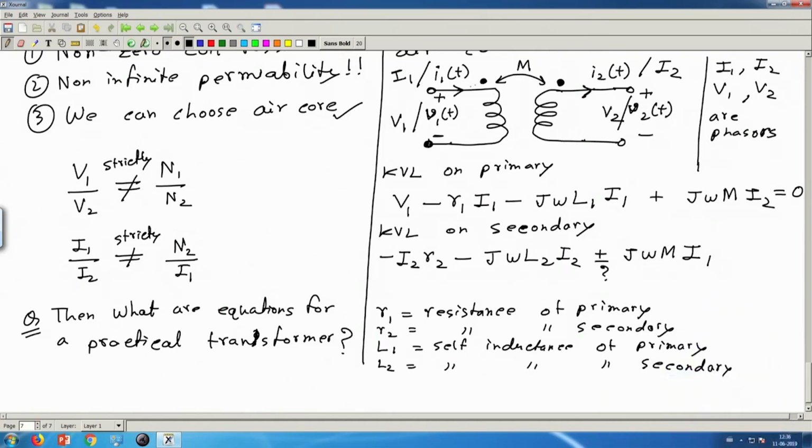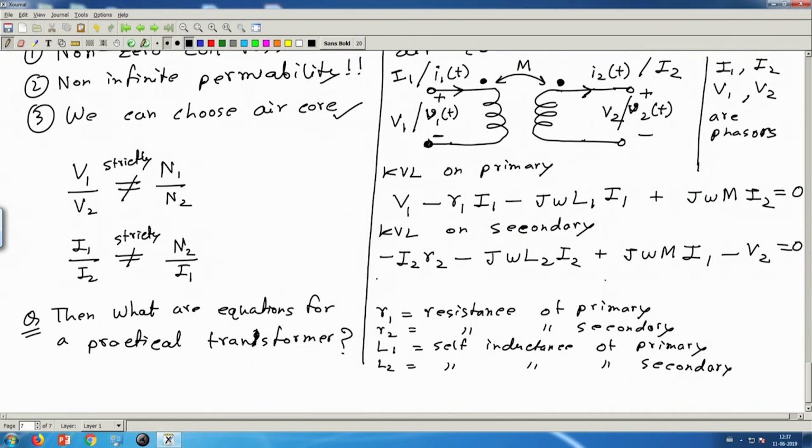Let's see. This current I1 is entering the dot, so that means this side will be plus, this side will be minus. Dot will be plus because current is entering through the dot. So I'm going like this, I have a voltage rise. So this will be plus. Now let's come from here to here. I have a voltage drop, plus to minus. So minus V2, this is equal to 0.